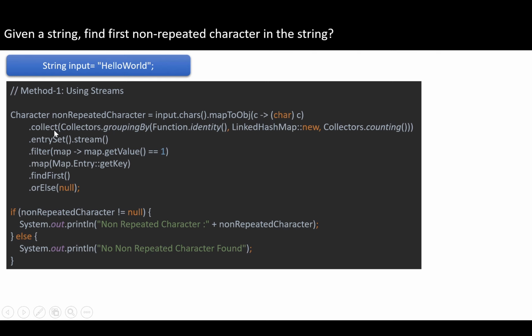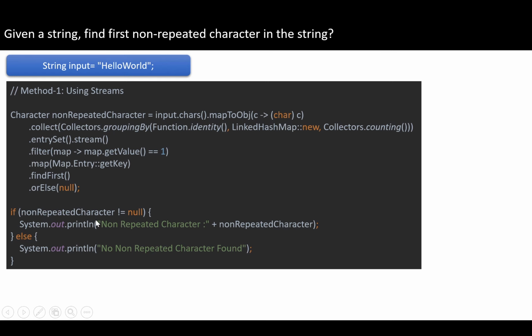This collect function will return you the map, and if you use entrySet you will get the key-value pairs. Do stream on that, and after that filter by using getValue equal to 1. getValue equal to 1 means it is repeated only one time, it is the unique value. So by using map dot getKey you can get the key from that map, and findFirst will return you the first non-repeated key, or else you will get null.